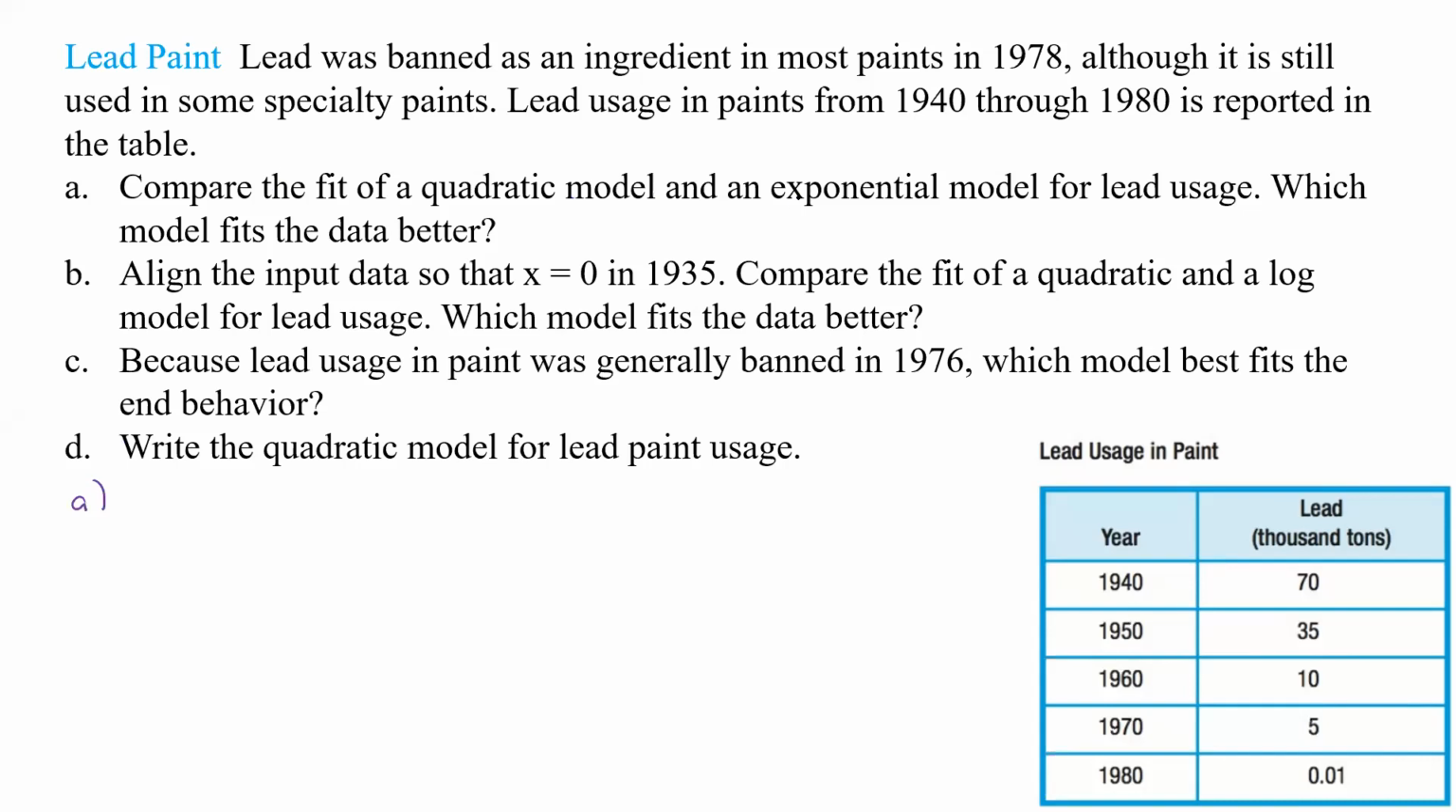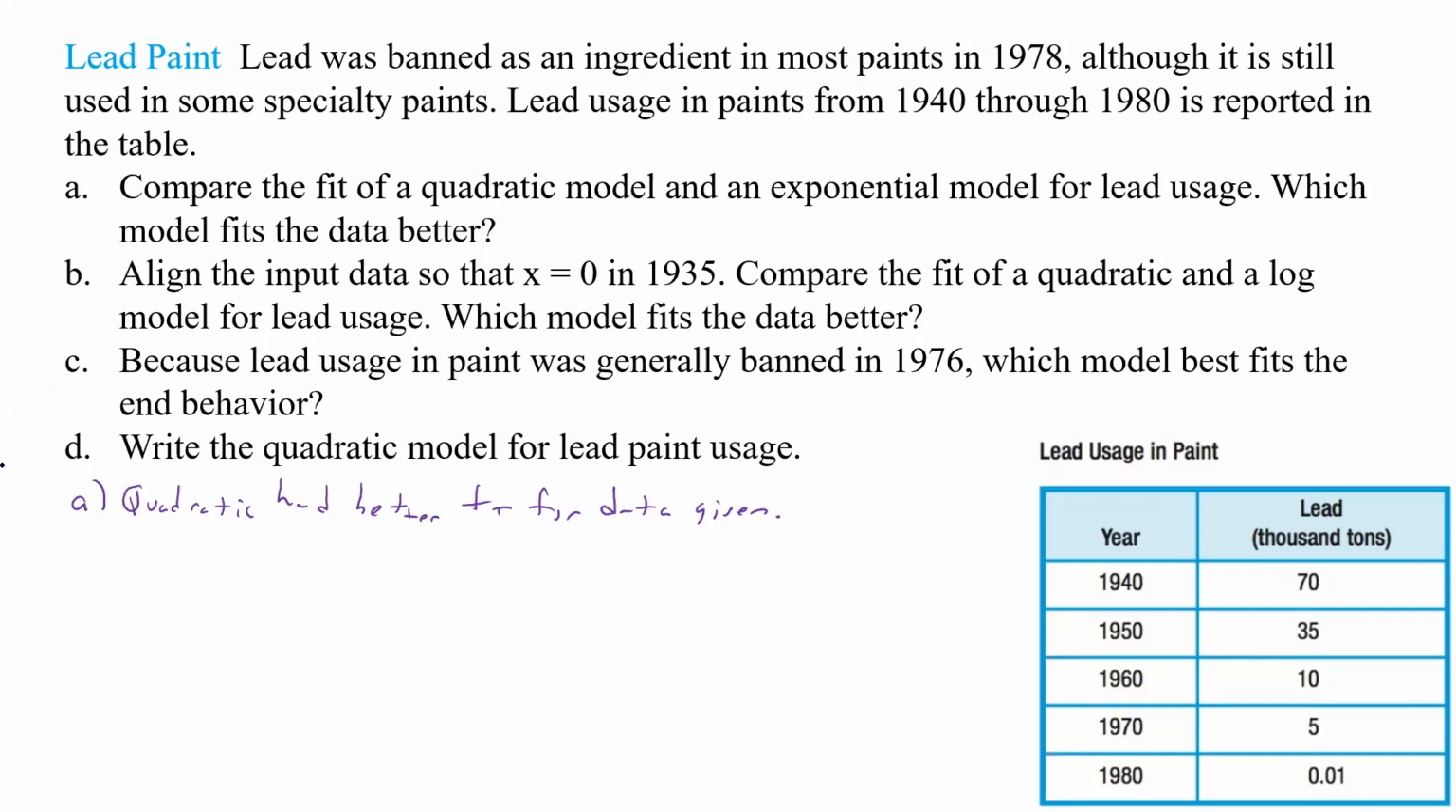So A, compare the fit of the quadratic and exponential. We said the quadratic appeared to look better. Now we're not looking at end behavior in this one. So the quadratic fits the data given, and if it had gone back up again, it would even be a better match. But as it is, the quadratic is going to fit that data better.